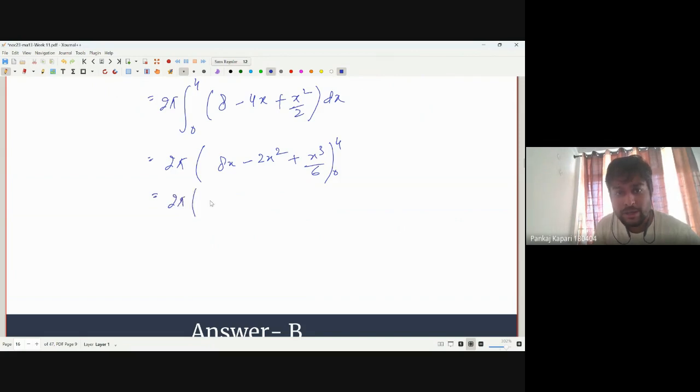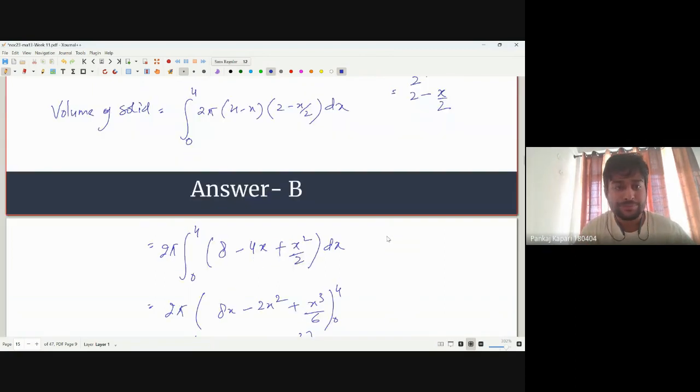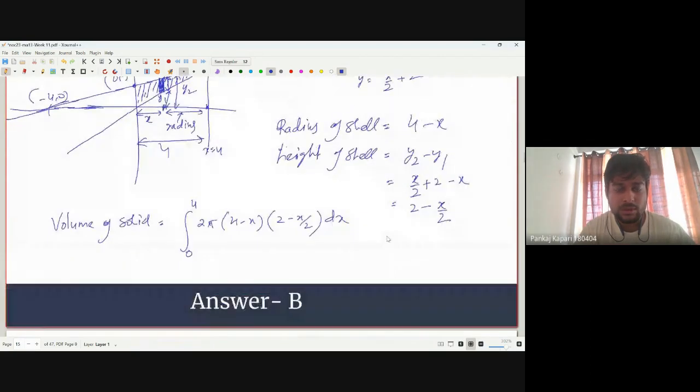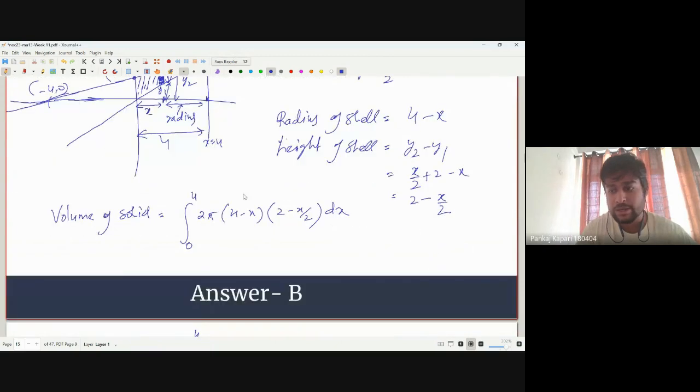So 2 pi, 8 times 4, which is 32, minus 32 plus 4 cube by 6. This is just 2 pi times 4 cube by 6. So pi 4 cube by 3. So what is 4 cube? 64 pi by 3. Okay, so the second option is correct here, 64 pi by 3.